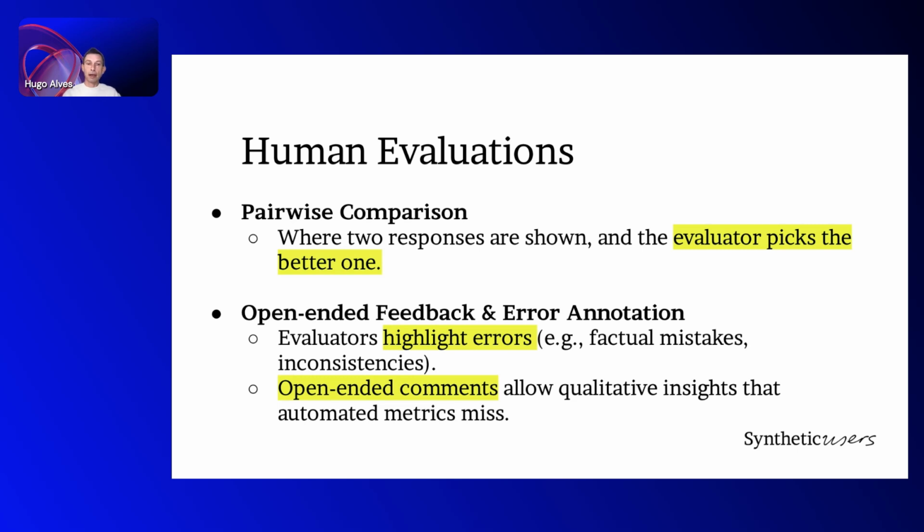So for any produced text, you can ask the annotators or the evaluators to highlight where the errors are, which ones they are, or any inconsistency that might exist, any criteria that you want, honestly, or even add open-ended comments like these answers seem to me to be drifting away from the core proposed task, stuff like this. So you can use human evaluators for this.